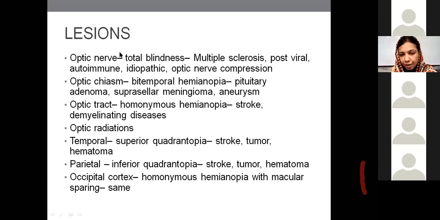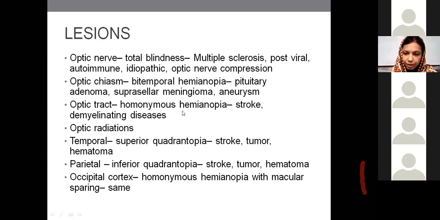Now the optic nerve pathway can be affected in multiple sclerosis, in post-viral conditions, in autoimmune conditions, it can be idiopathic, it can be resulting in the optic nerve compression. Optic chiasm in pituitary adenoma, commonly is the commonest cause, pituitary adenoma. Suprasellar meningioma or aneurysms, usually the internal carotid artery aneurysms.